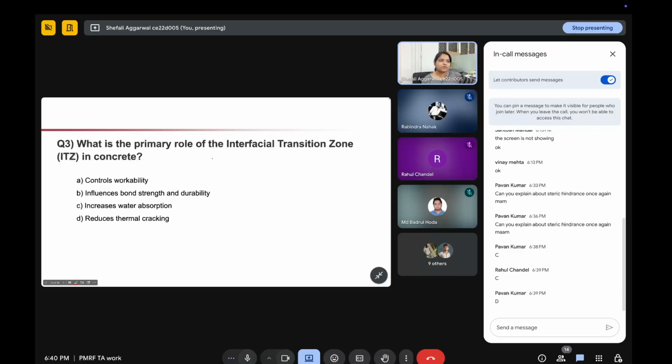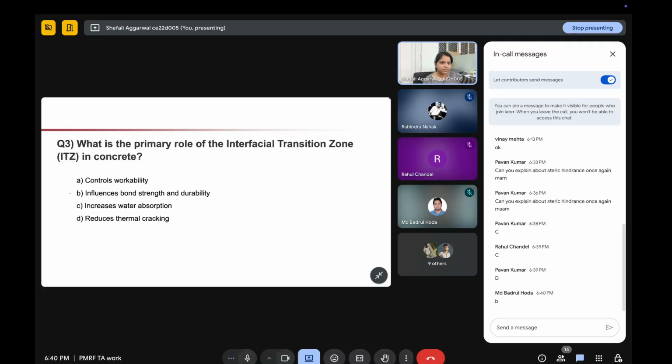Okay, the next question is, what is the primary role of the ITZ in concrete? It controls workability, influences the bond strength and durability, increases water absorption, or reduces thermal cracking.